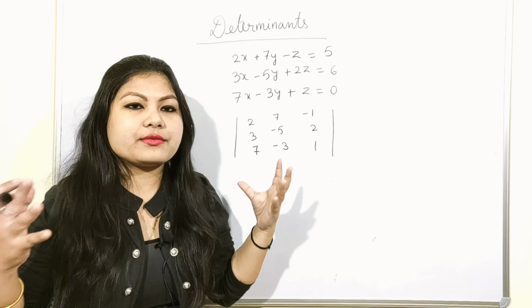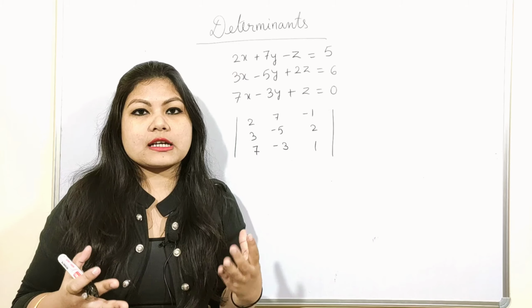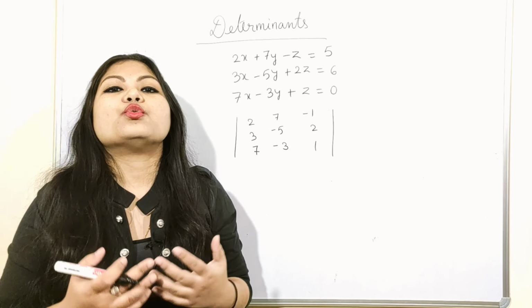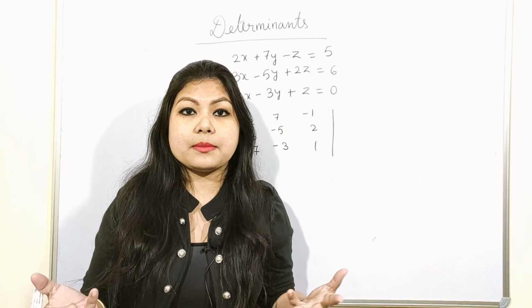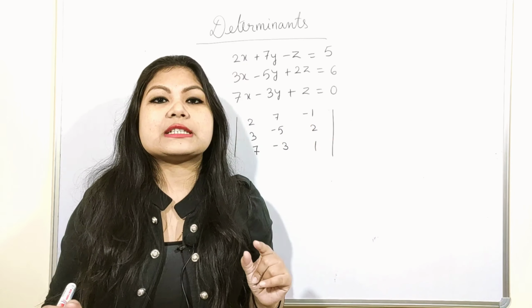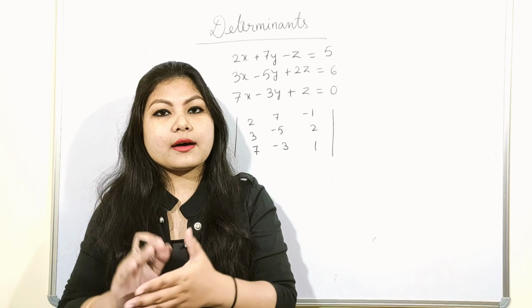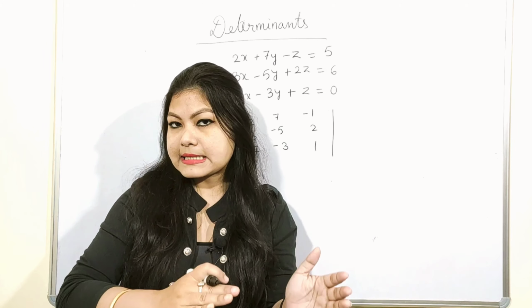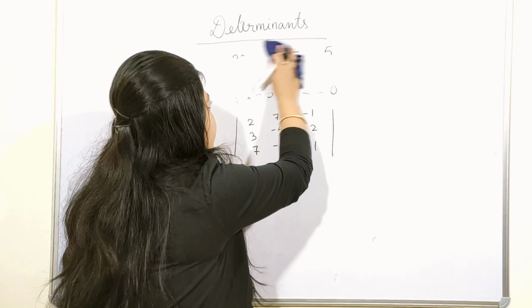Now we know how to construct a determinant. After that, we will learn how to find the value of a determinant. First, we start with the 2 by 2 determinant. After the 2 by 2 determinant, we will discuss the 3 by 3 determinant.